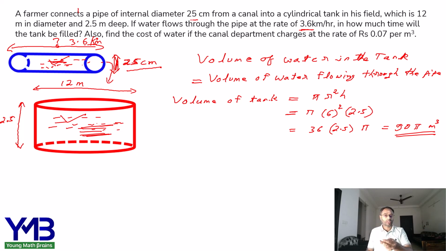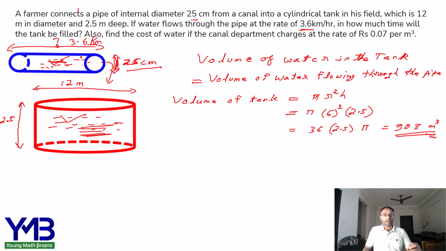In this case, it would be pi, then we have 25 by 2, since this is the diameter. So pi 25 by 2, the whole square, into the height, which is 3.6 kilometers. Again, we have to convert everything into one single unit, either meters. Since here we are using meters, we will continue to use meters here as well. So 25 centimeters, we'll convert that to meters, and 3.6 kilometers will also be converted into meters. So in 1 hour, we can find the volume of the water flowing through this pipe.